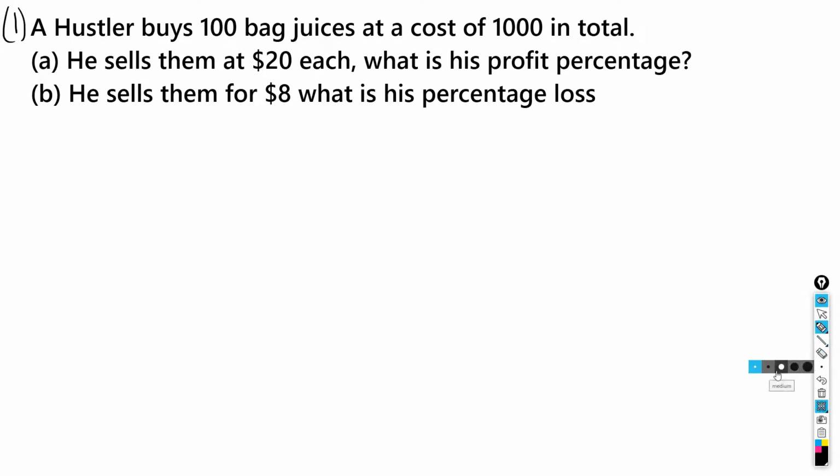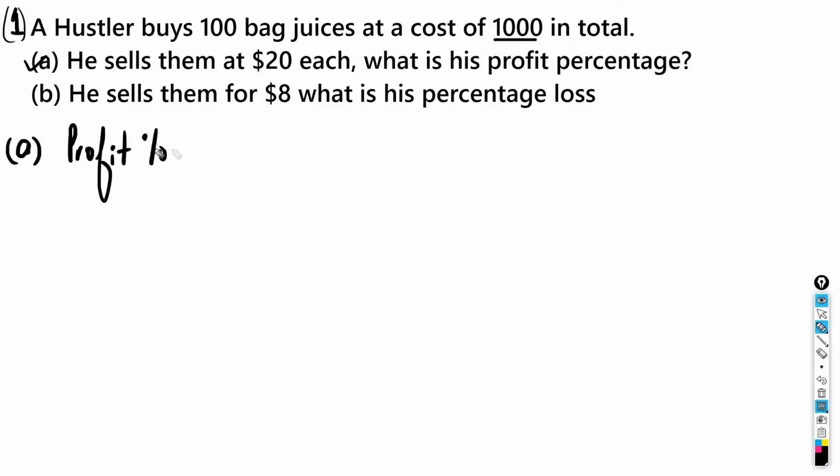Let's look at the first example here for the profit percentage and the loss percentage. It says a hustler buys 100 bag juices at the cost of $1,000 in total. He sells them at $20 each. What is his profit percentage? Okay, so let's do A. For A, we need to find the profit percentage, so let's write out the formula.